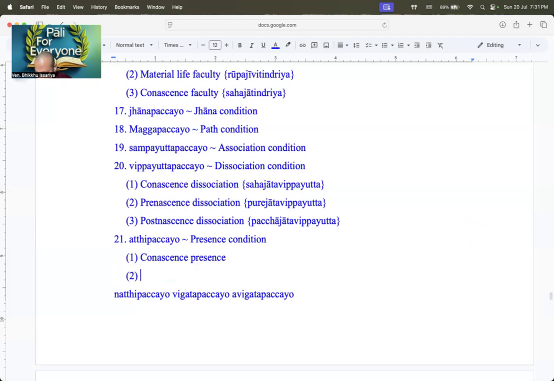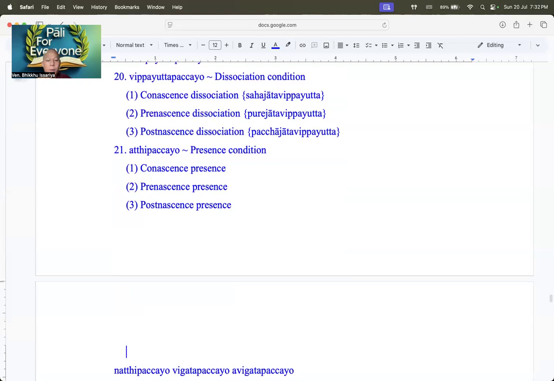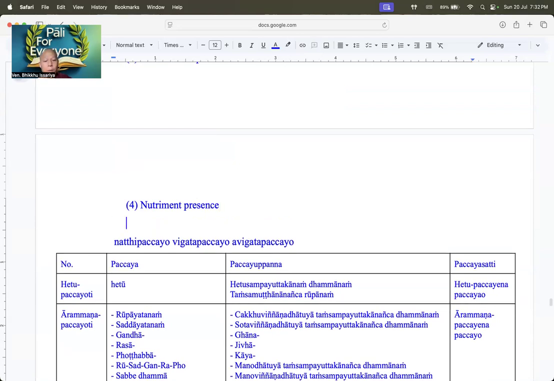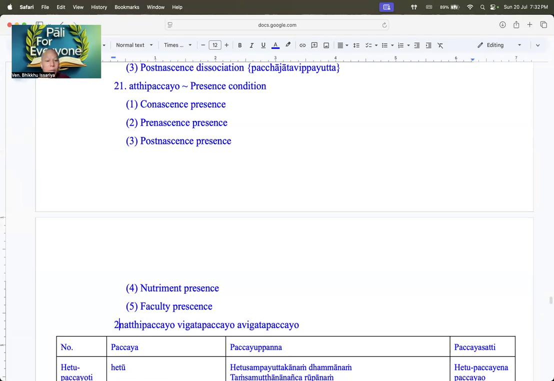And the second one is present, present. And then that one also post-nascence present. And then the fourth one, nutriment present. And then the fifth one is faculty present. Okay, so after that nati, that is 22.